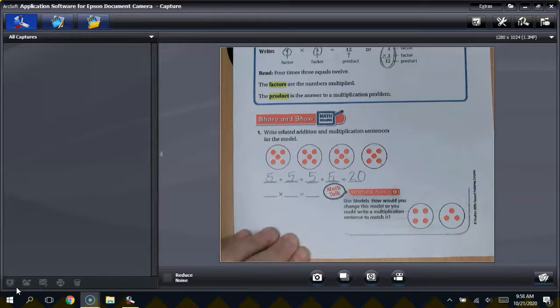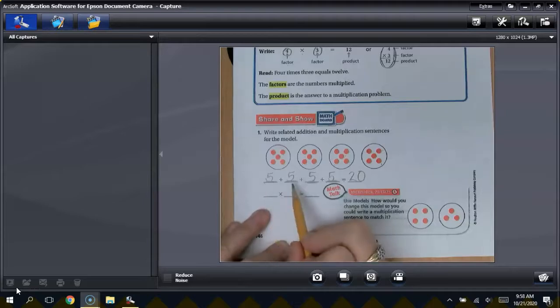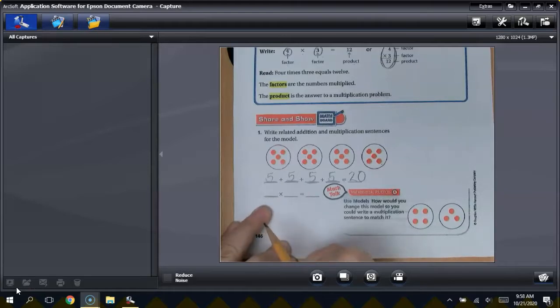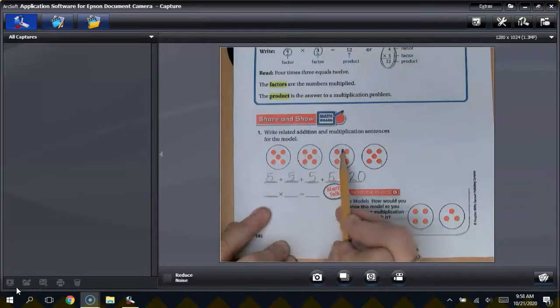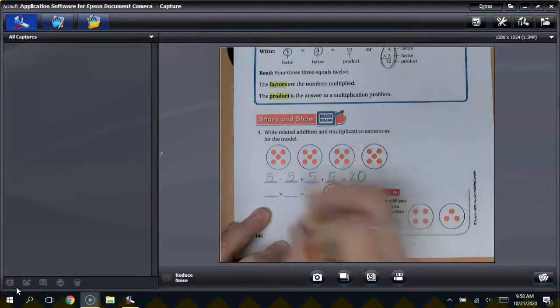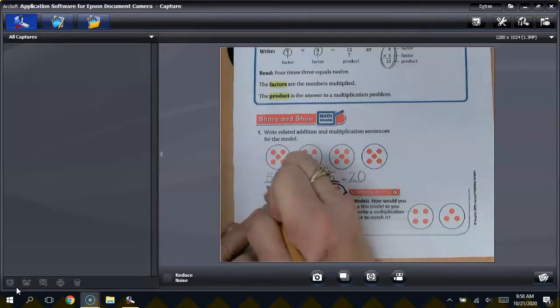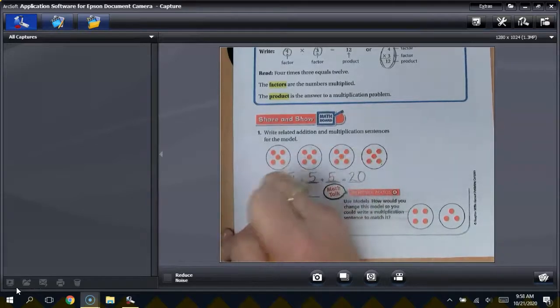Well, how do I do that? Whenever you find your multiplication problem, you need to look back at your addition sentence. The first number, my first factor I'm going to put on my line, is how many groups I have. How many groups do you see, boys and girls? 1 group, 2 groups, 3 groups, 4 groups. So my first factor is going to be 4. That's the number of groups you have.